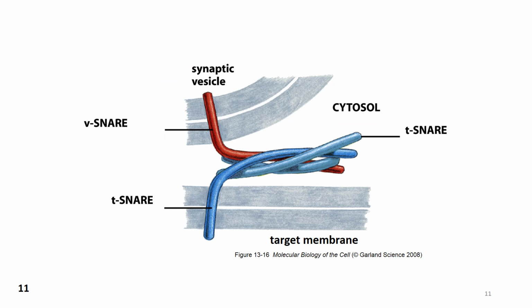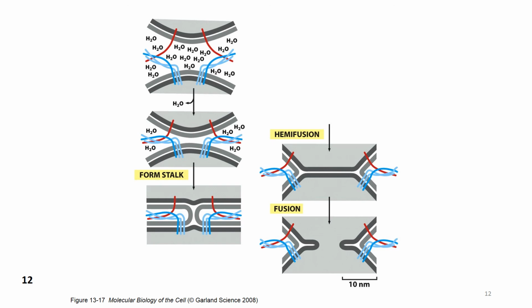I want to go into a little more detail about how the snare proteins facilitate vesicle fusion with the target membrane. And it's simply because the V snare on the vesicle and the T snare on the target membrane twist very tightly with one another. Their twisting forces water that is between the vesicle and the target membrane out of that space, bringing the vesicle membrane and the target membrane in close opposition to one another.